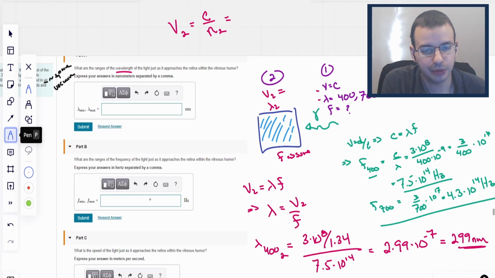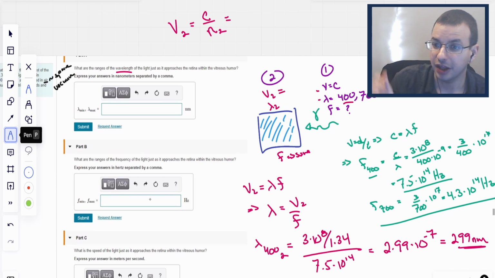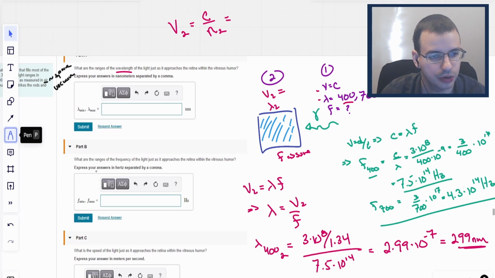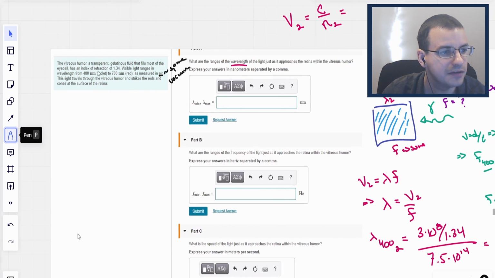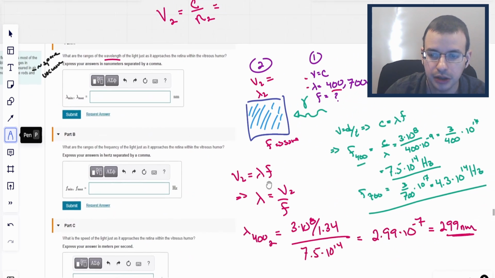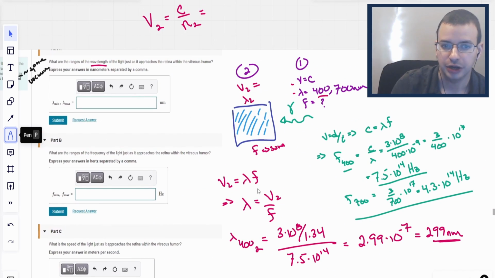So what happened was we started with 400 nanometers on the outside, and then when it entered the, what was the name of this? Something vitreous humor. The wavelength became shorter, and it became shorter by the index of refraction 1.34. So if we did 400 divided by 1.34, that would give us the 299. That's a completely legitimate way to do it. That's probably how they expect us to do it.